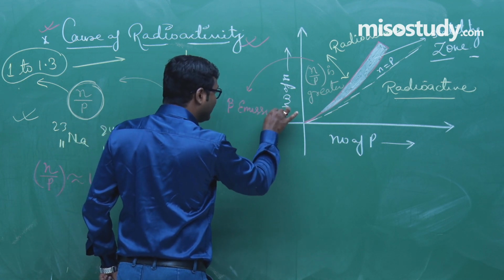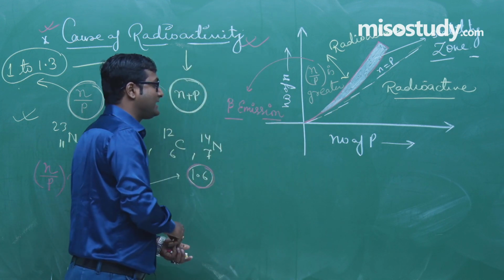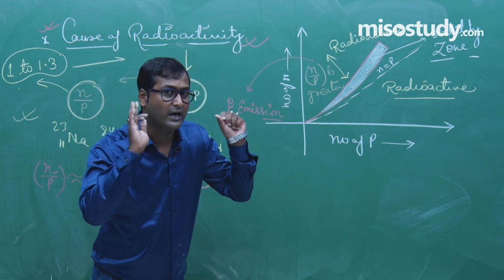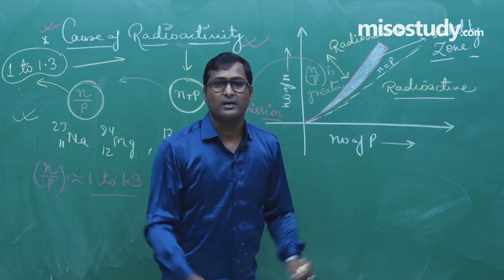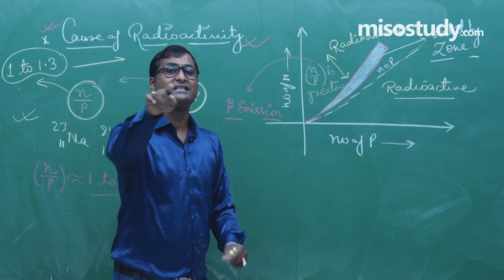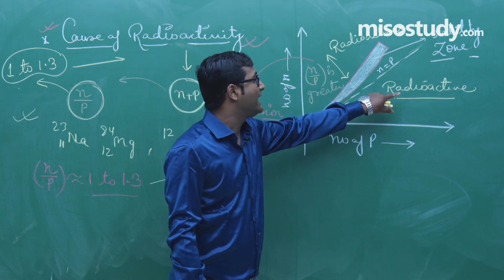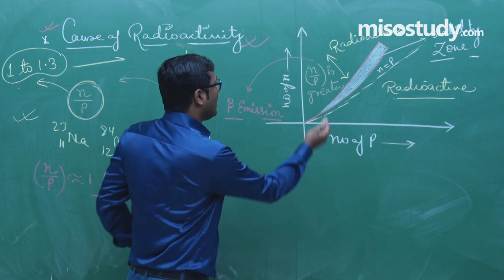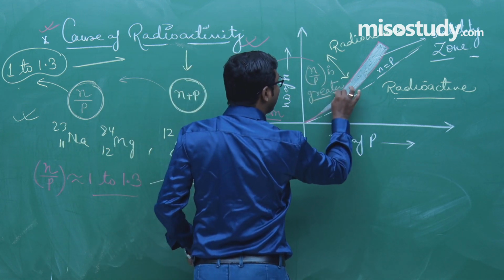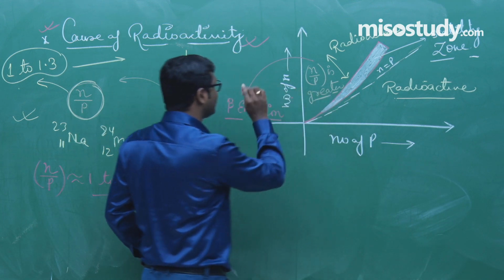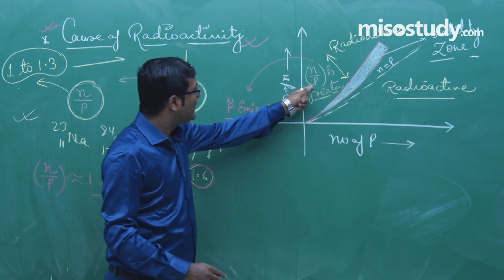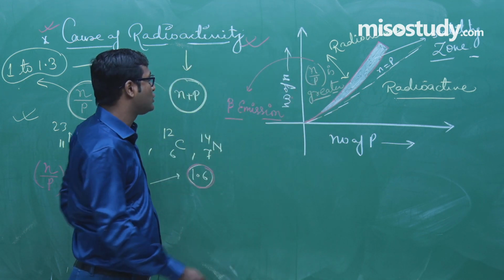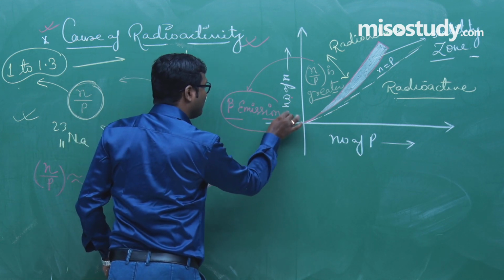Listen carefully. There is a direct question from this topic in NEET and JEE Main examination. Again, I am repeating. If the N by P ratio ranges between 1 to 1.3, then they are stable nuclei. But if the value increases or decreases, then there comes the existence of unstable nuclei, that is the radioactive element. If the N by P ratio is higher than the stability, then to gain stability, to decrease the N by P ratio, beta emission takes place.